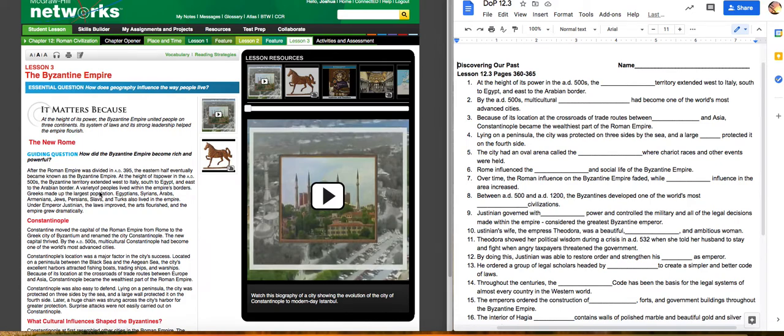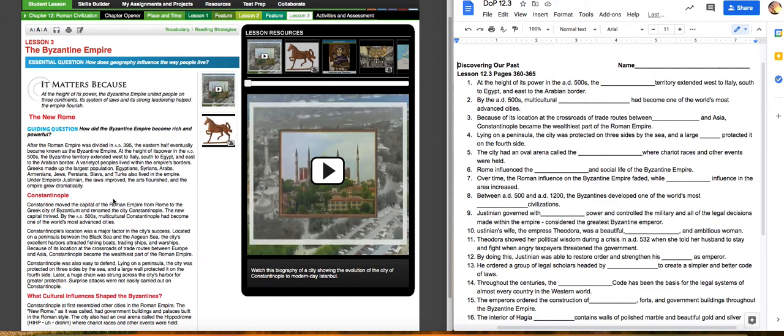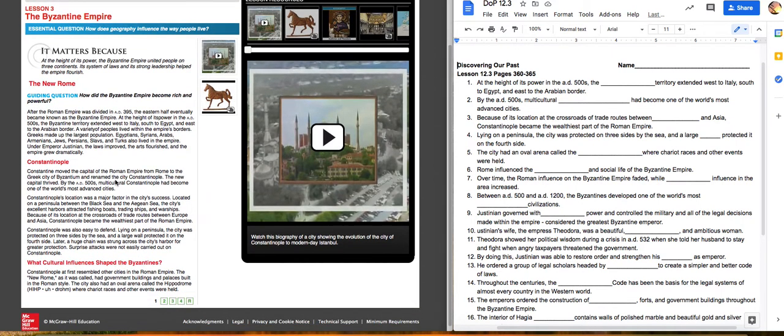A variety of peoples lived within the empire's border. Greeks made up the largest population. Egyptians, Syrians, Arabs, Armenians, Jews, Persians, Slavs, Turks also lived in the empire. Under the Emperor Justinian, the laws improved, the arts flourished, and the empire grew dramatically. So, guys, it's obviously multicultural. It's awesome when you start to think about that. Now, this is common all over the world today. Almost every country is going to have a mixture of people because we can travel so easily, but impressive back in the day.